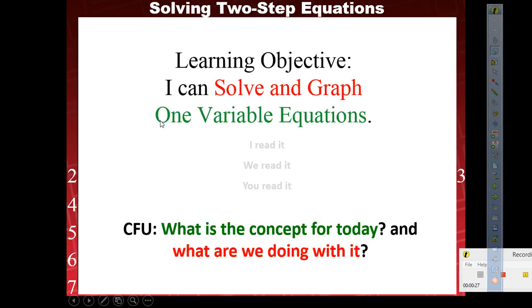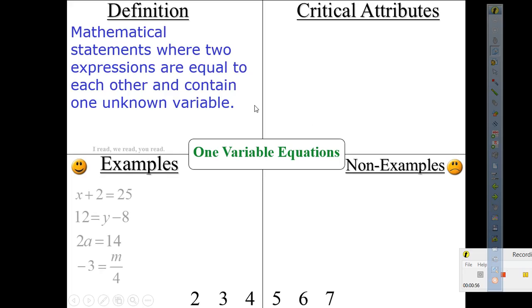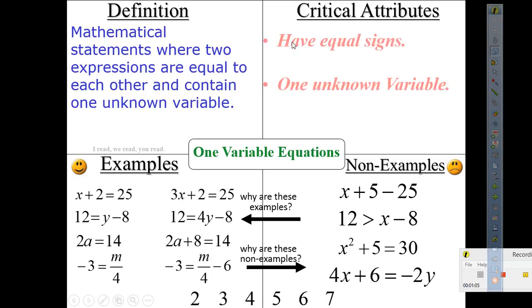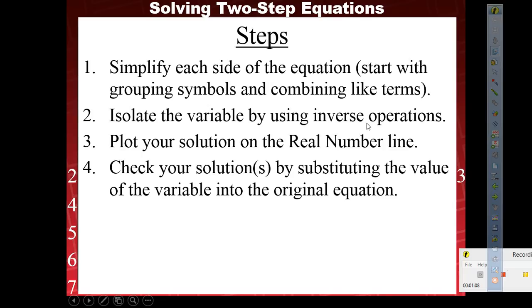And our concept for today, we're still on one variable equations. We're not going to fill in a Frayer model, since we already did that for a couple of days, and we already know what they are. So watch. What are one variable equations? We said that they are statements where two expressions are equal to each other with one variable. Then I gave you non-examples, and we said that the critical attributes are that they need to have equal signs, one unknown variable, and the exponents cannot be greater than 2.